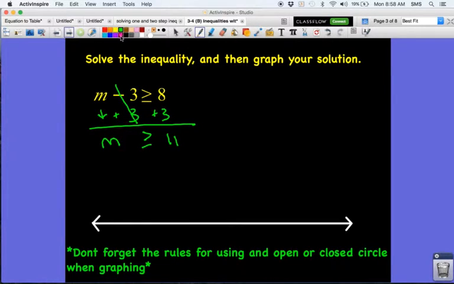So I've got to graph that solution, just to show what m is greater than or equal to 11 actually means.